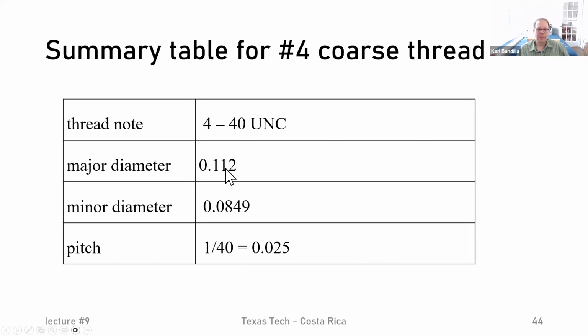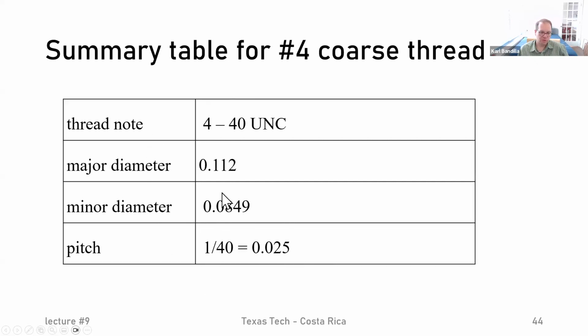All right, with that, this is just a summary of it all. So we said our thread note was going to be 4-40 UNC. Our major diameter we looked up in the table. Our minor diameter we calculated, and we saw from our table that we have 40 threads per inch, which gives us a pitch of 0.025. Very good. Of course that should be inches. Missing a unit here. All right, but that's what a table like this would look like.